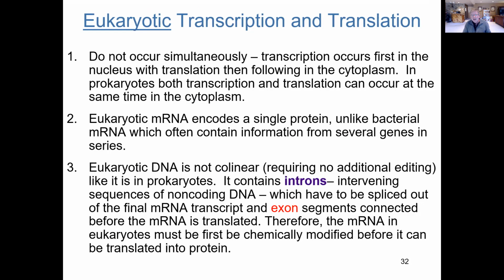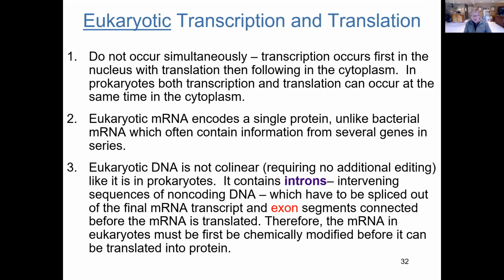In eukaryotic messenger RNA, we generally code for a single protein, as I've been alluding to. But what I didn't tell you is that in bacterial messenger RNA that's been transcribed, sometimes you can have more than one gene that has been transcribed. That big long messenger RNA may actually contain information that has been transcribed from several genes in a row, in a series. So that's kind of interesting.